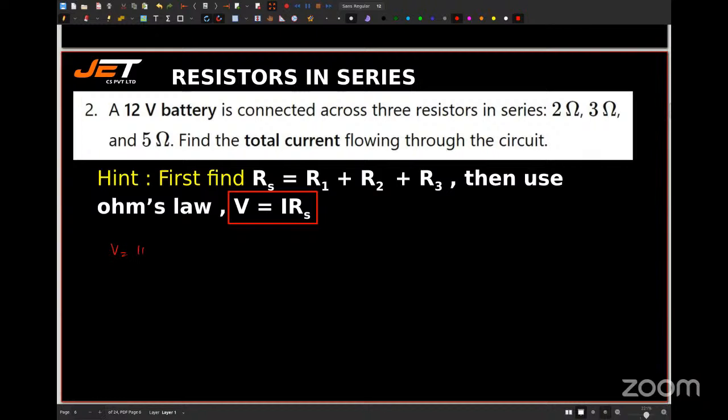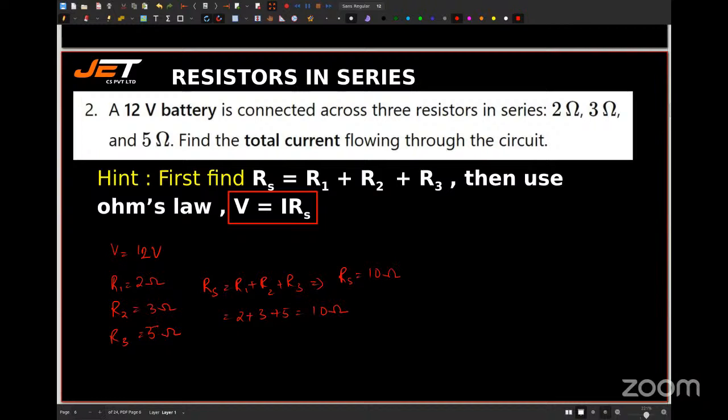V is equal to 12 volts, R1 is equal to 2 ohms, R2 is equal to 3 ohms and R3 is equal to 5 ohms. So what will be RS? R1 plus R2 plus R3, right? So this is equal to how much? 2 plus 3 plus 5, which is equal to 10 ohms. So we got Rs is equal to 10 ohms.